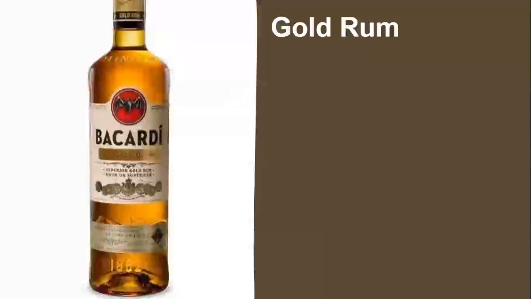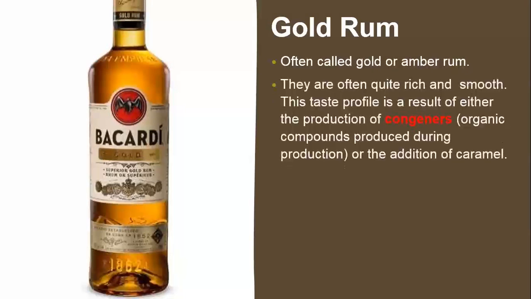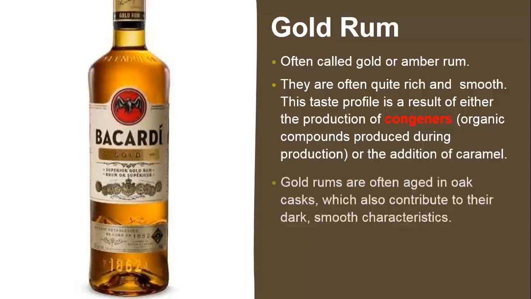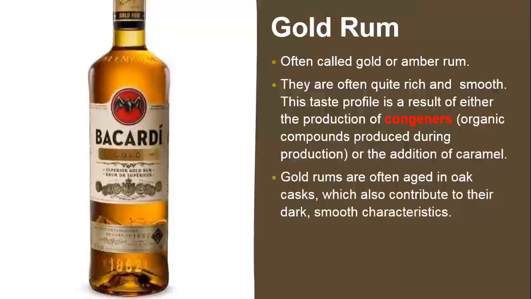The next type of rum is gold rum. It's often called gold or amber rum. They are often quite rich and smooth, and the taste profile is a result of either the congeners, which are organic compounds produced during the production, or the addition of caramel. Gold rums are often aged in oak casks, which also contribute to their dark, smooth characteristics.